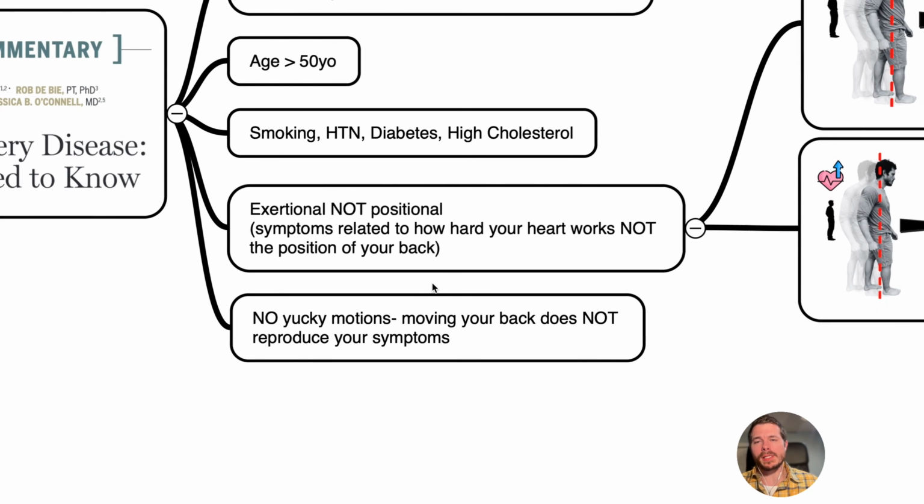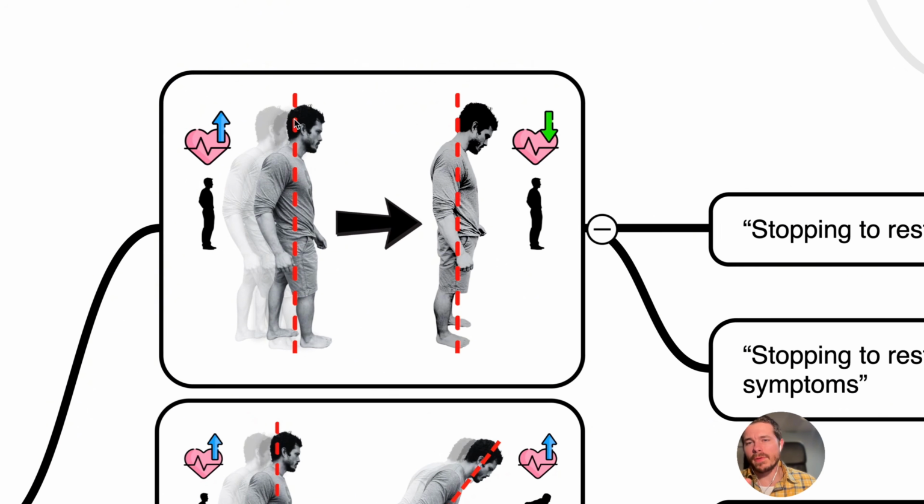Now here's a really cool test that you can do to kind of tease this out and differentiate between maybe spinal stenosis, a mechanical problem in the back, and/or an arterial problem. Peripheral arterial disease, blood supply problems are exertional, not positional. Let me explain. Symptoms are related to how hard your heart works, not the position of your back. And that's how we can tease this out. Let's just say, for example, that you're walking and you're upright. And then I say, hey, stop, stay standing. You're still upright.